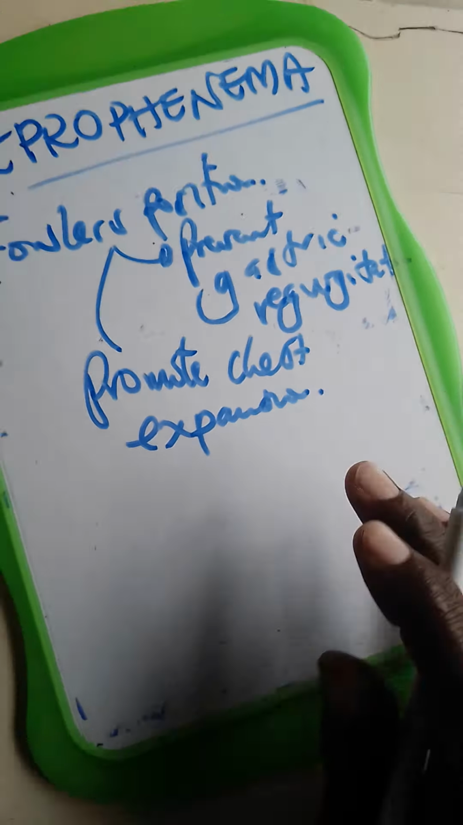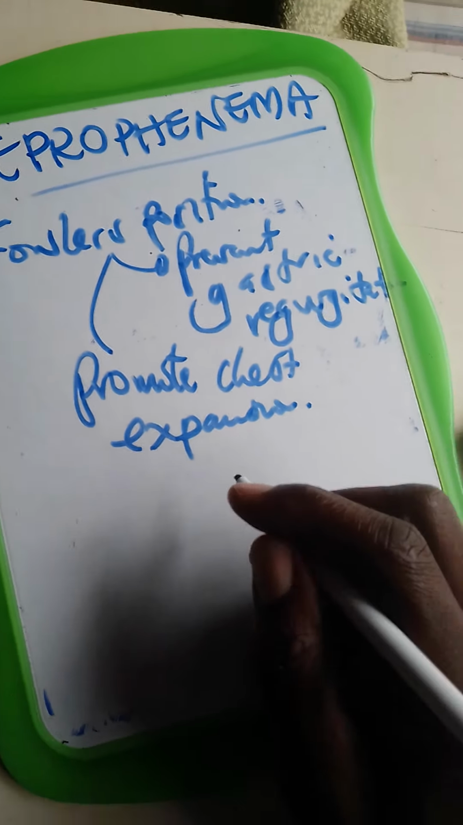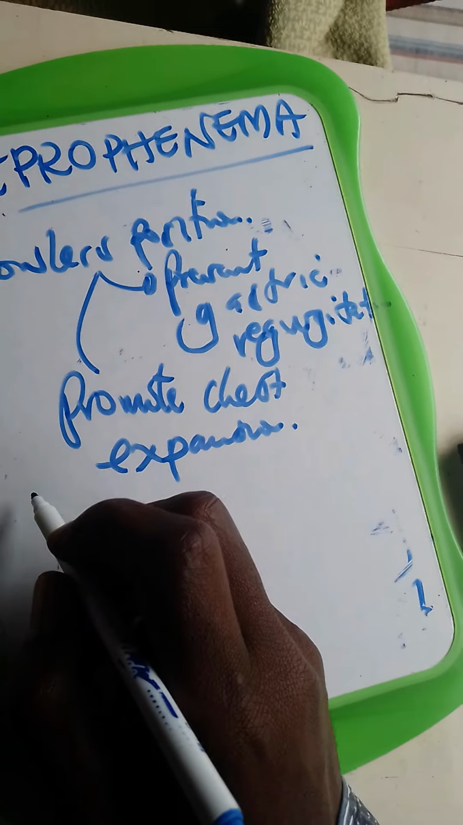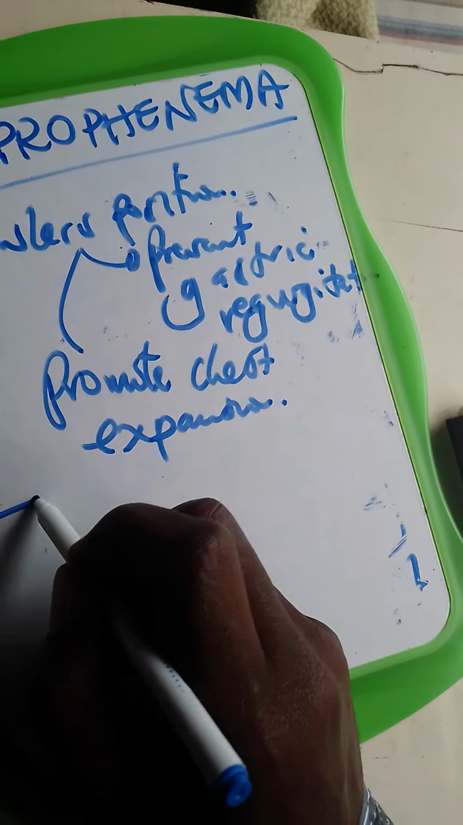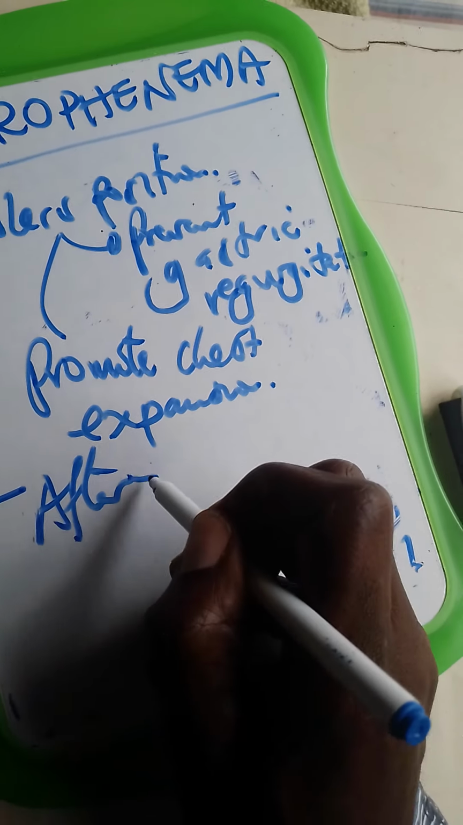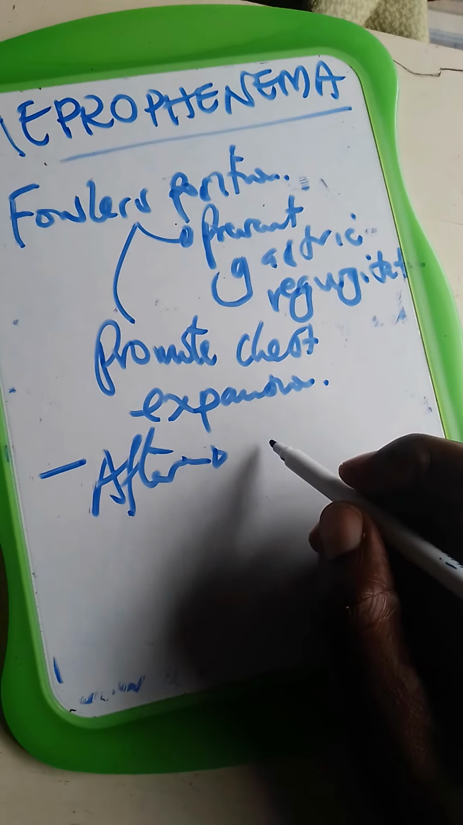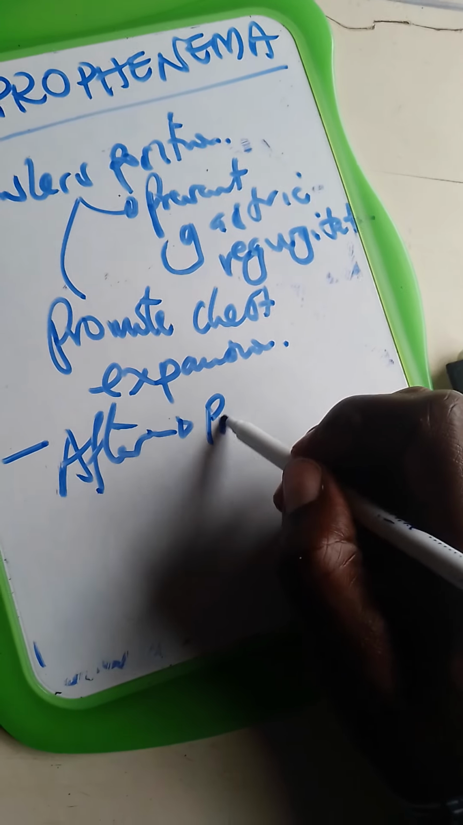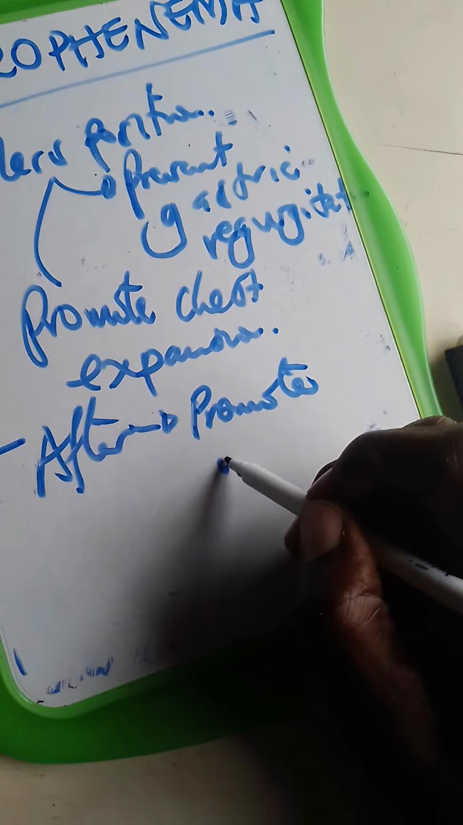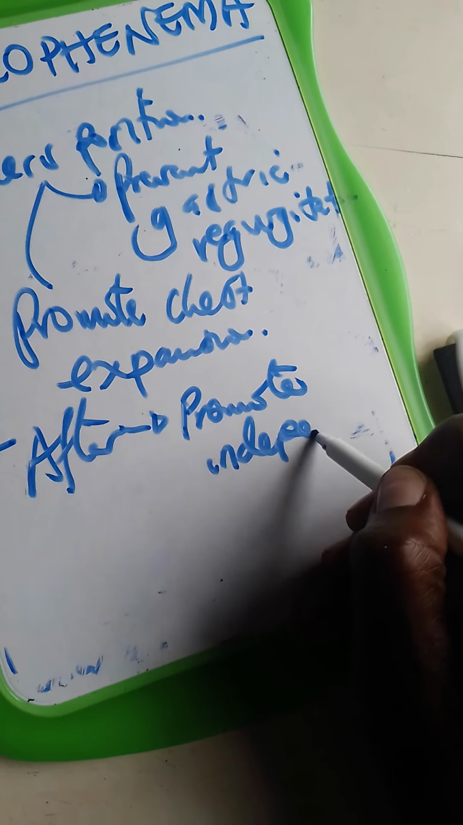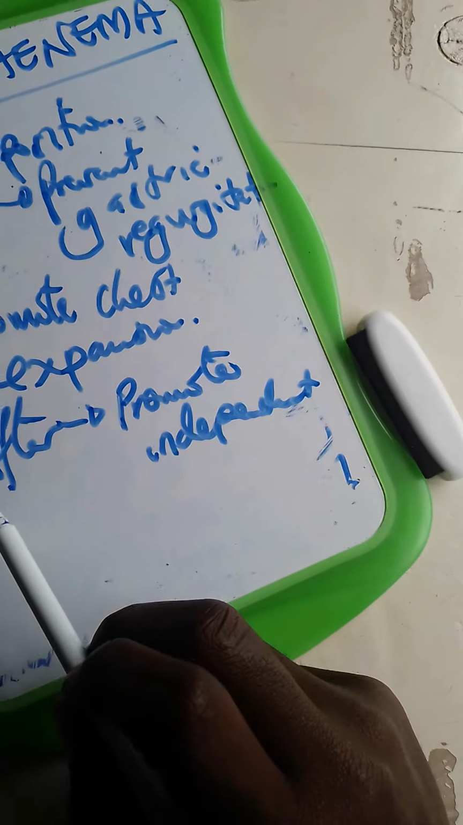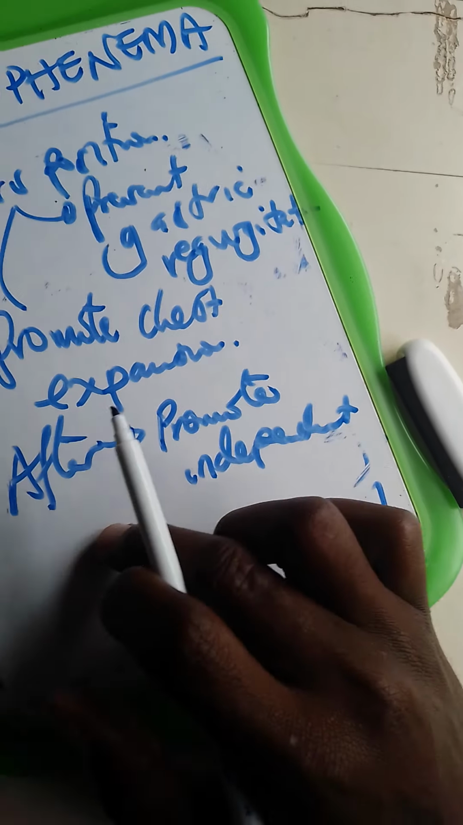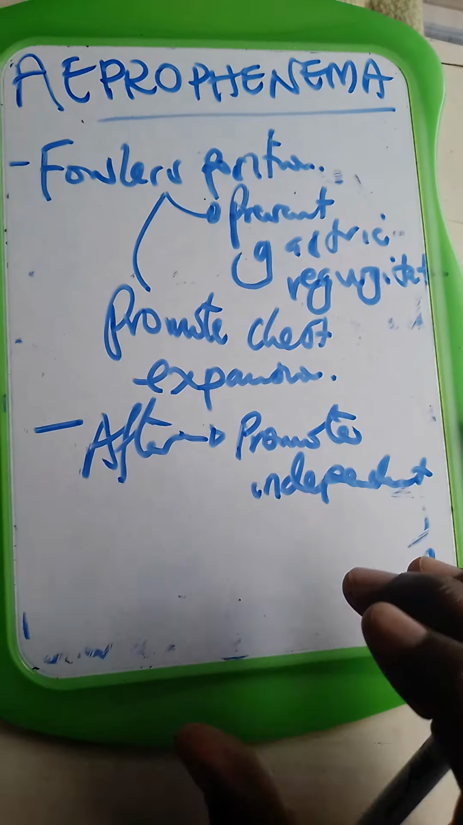Okay, that would be another possible rationale. Then some people would say after recovery, you would allow the patient to just assume a comfortable position. You want them to assume a comfortable position because you want to promote independence. So this patient should be independent. That's why you want them to assume a comfortable position after recovery.